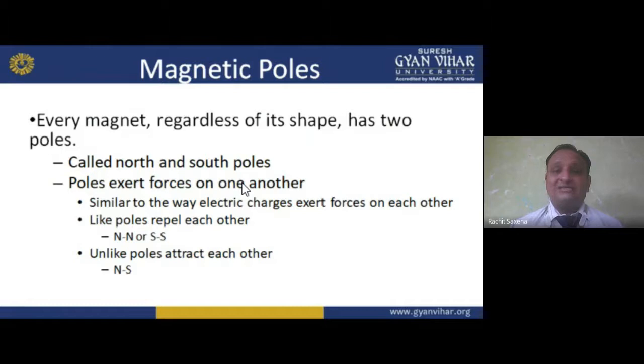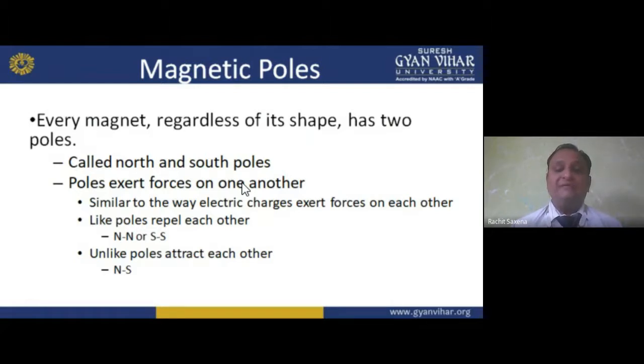Regardless of which shape a magnet has, it has two poles, called north and south. As I told you earlier, a magnet is characterized by attraction and repulsion force. This attraction and repulsion force is done by the poles, and the poles are the north and south poles.